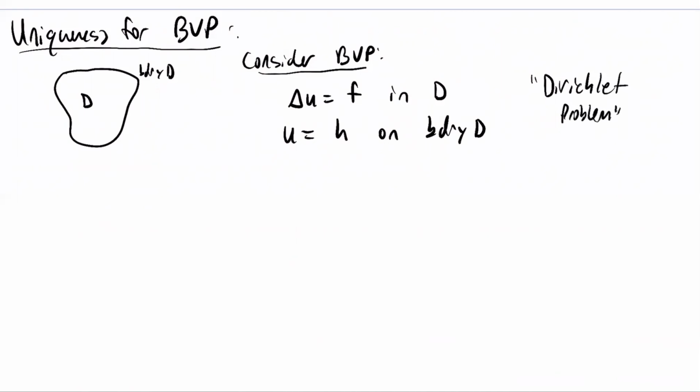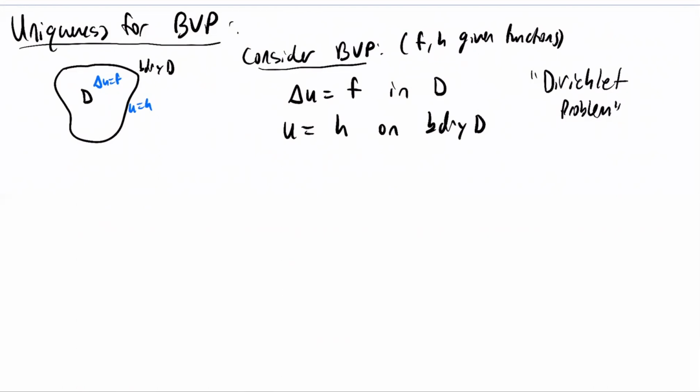So f could be 0, or f could just be an arbitrary function that's given to you, as long as f doesn't depend on u. And similarly for h. So f and h are given functions. h is a function on the boundary, and f is just a function in the domain D. The domain D also satisfies all the hypotheses from the theorem above. It's connected and so on. And so the theorem is that there is at most one solution, which is the uniqueness theorem.